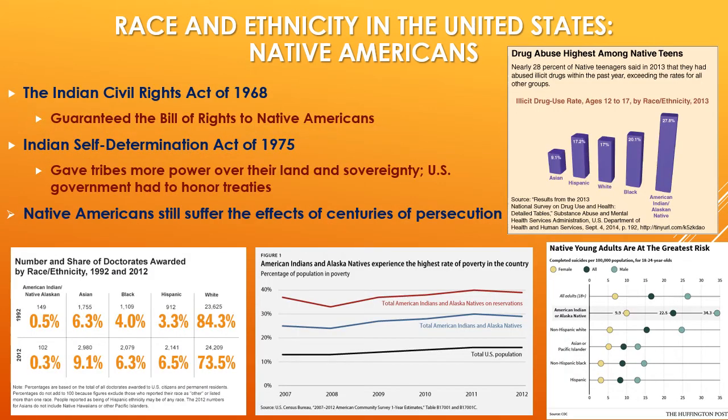Then we had the Indian Civil Rights Act of 1968, which guaranteed the Bill of Rights to Native Americans. Then in 1975, we had the Indian Self-Determination Act, which gave tribes more power over their land and sovereignty, and stated that the U.S. government had to honor treaties made with Native American tribes.